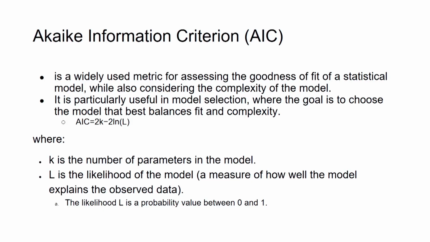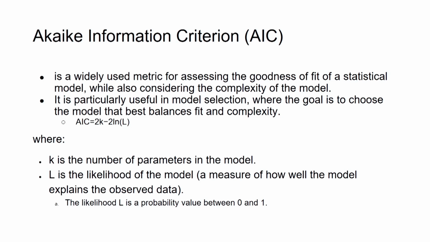It is particularly useful in model selection, where the goal is to choose the model that best balances fit and complexity. How well your model is fitting the data, and what is the complexity of the model, both of these are included in AIC. AIC is defined as 2k minus 2 log of L. K is the number of parameters in the model. If the number of parameters is large, your model is that much more complex. So, K gives you the complexity of the model.